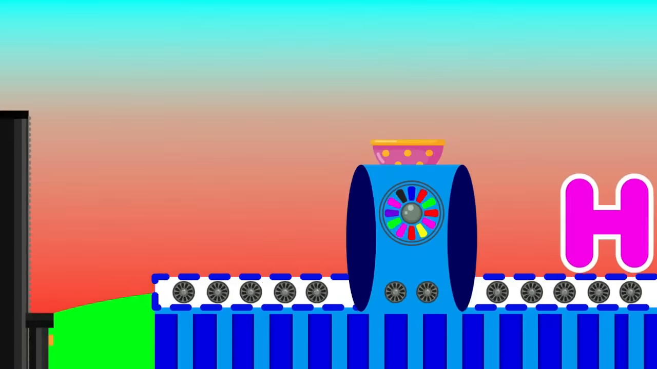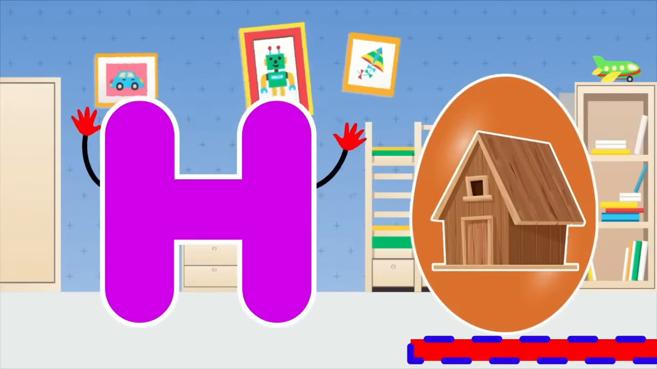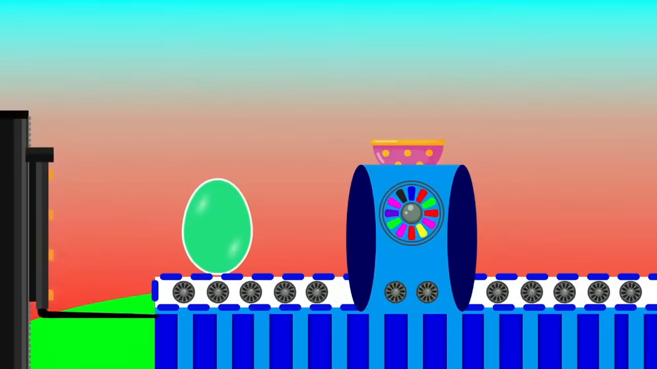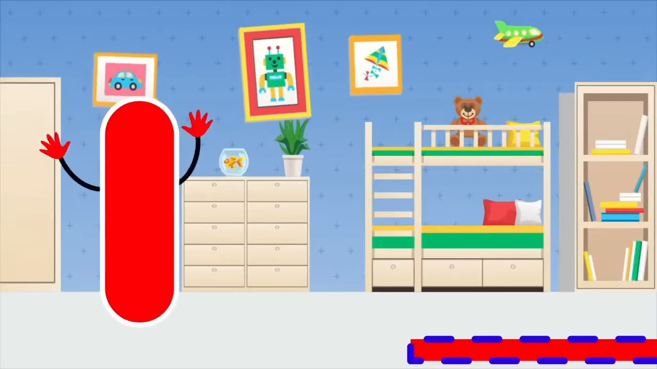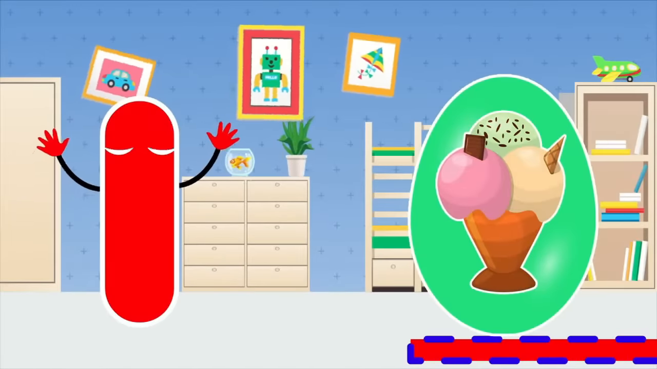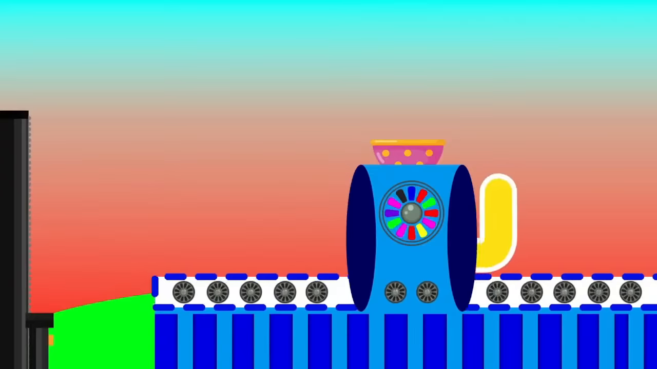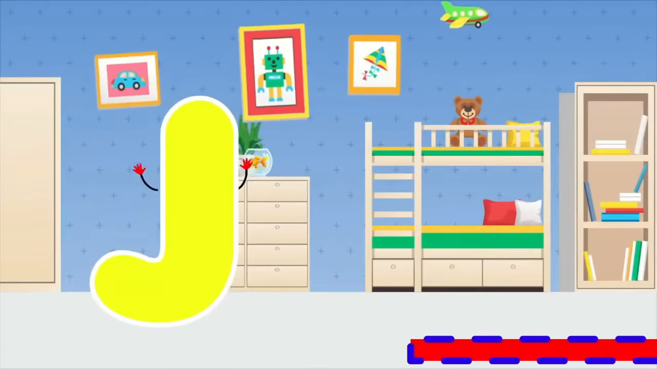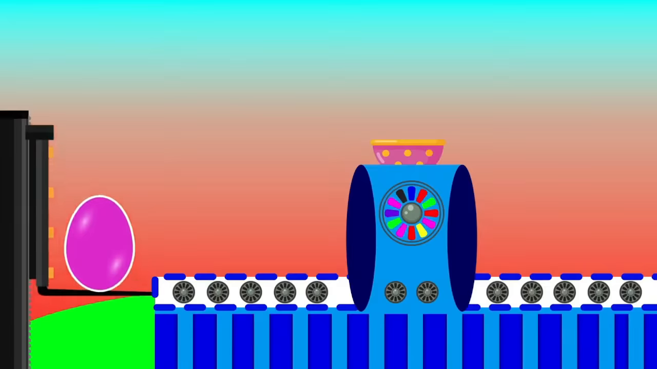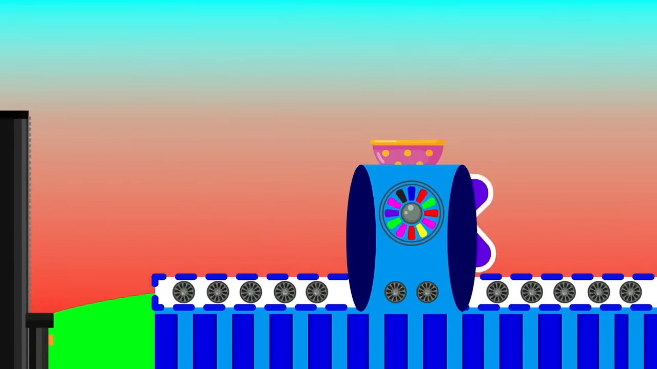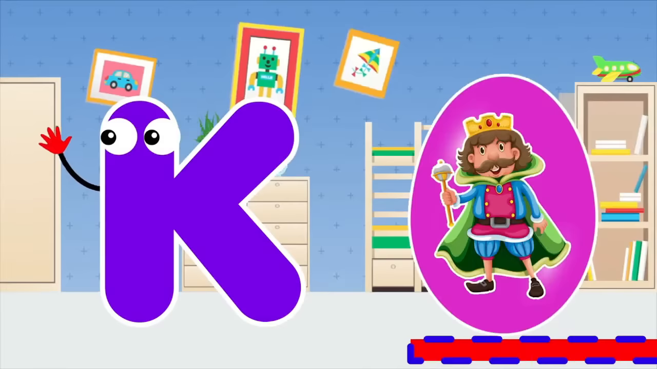Here is an alphabet H. H is for house. Good job. Here is an alphabet I. I is for ice cream. Good job! Here is an alphabet J. J is for Joker. Here is an alphabet K. K is for king. Good job.